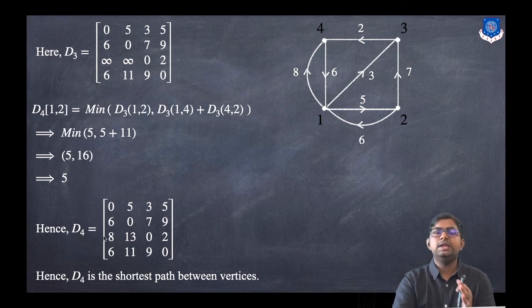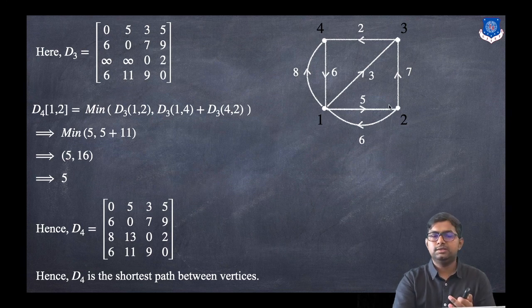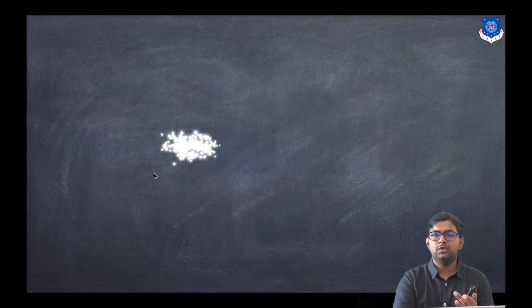Now consider 3 and 2. What is 3 to 2? That is 13. How? First go from 3 to 4, that is 2. Then 4 to 1, that is 6. And then 1 to 2, that is 5. So 6 plus 5 plus 2 is 13. So that is the shortest path. So by using this matrix, you can check the shortest path between each and every pair of vertices. Okay, thank you.